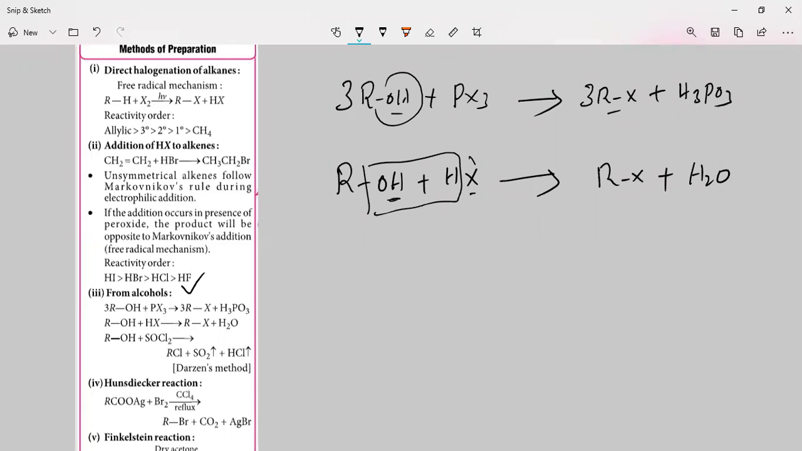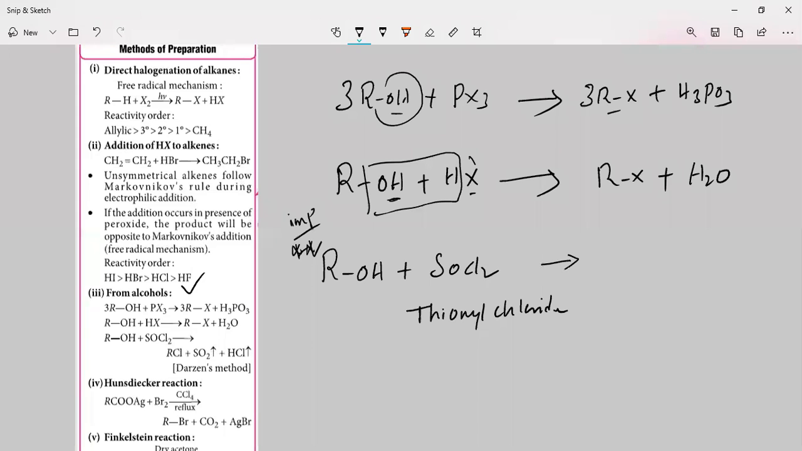Next, you take alcohol and treat with thionyl chloride, SOCl2. Among these, this is the best preparation. In the examination, they will ask which is the best method for preparation of alkyl halides from alcohols. This is the best method: alcohol upon treatment with thionyl chloride. They asked it in previous year questions also. So this is the best method for preparation of alkyl halide from alcohol.